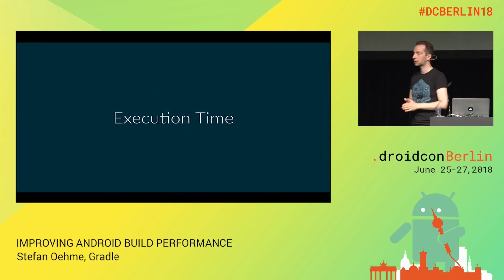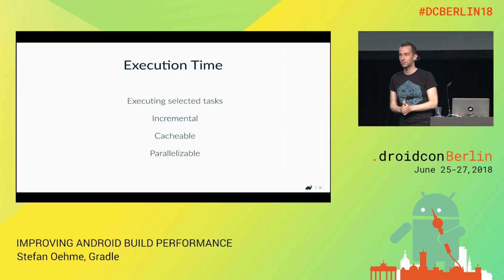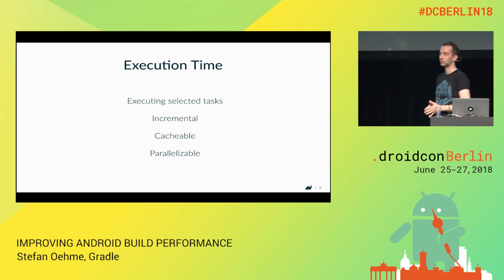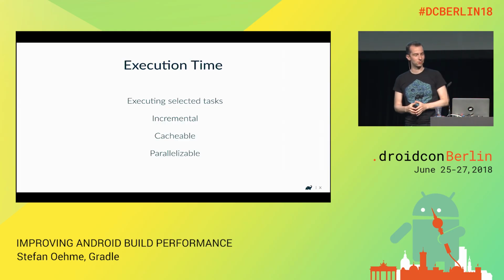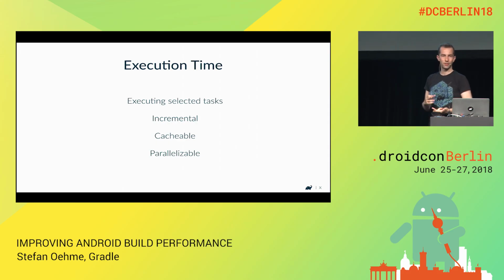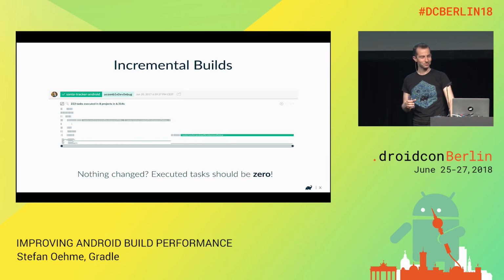All right, let's move on to execution time. Gradle's actually very smart about what it runs. So at execution time, it'll figure out which tasks to run. These tasks can be incremental, they can be cached, and then they can be parallelized. And of course, there's things that can go wrong at each of those stages.